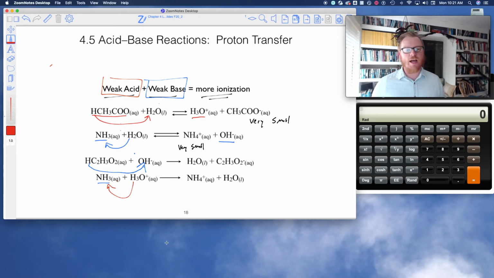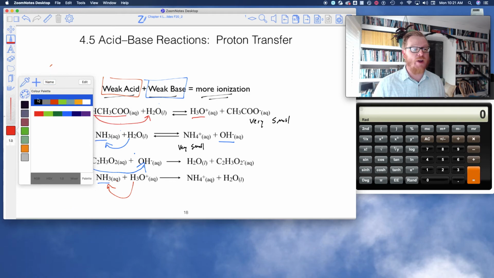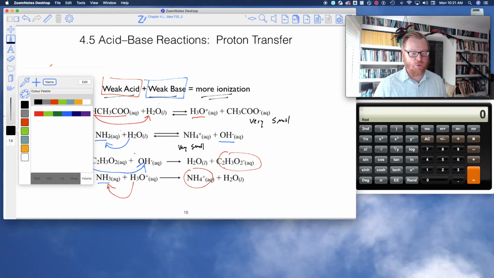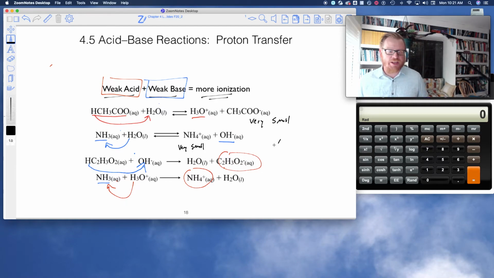It donates a proton to the ammonia to make even more NH4 plus, all right? So what we are left with at the end of the day when this reaction goes is ammonium acetate. Okay, so that's pretty confusing. I know that's pretty advanced stuff, but this is what's happening with the weak acid and the weak base.